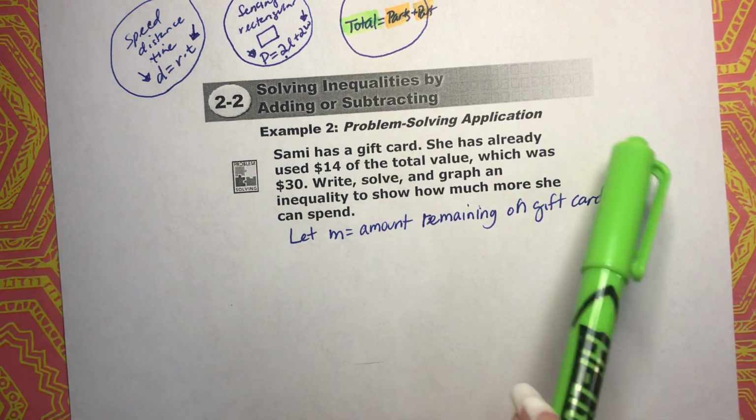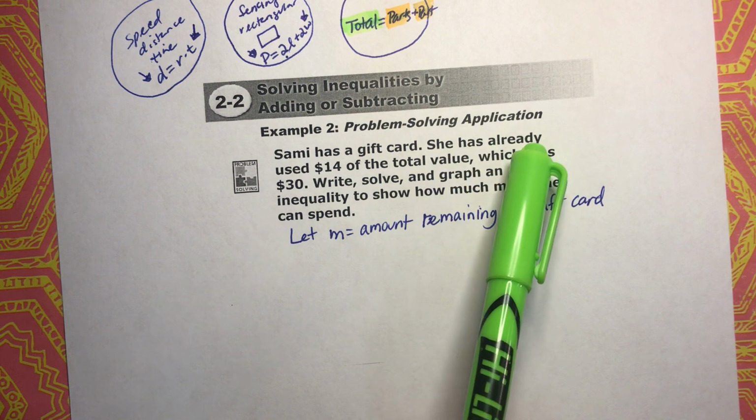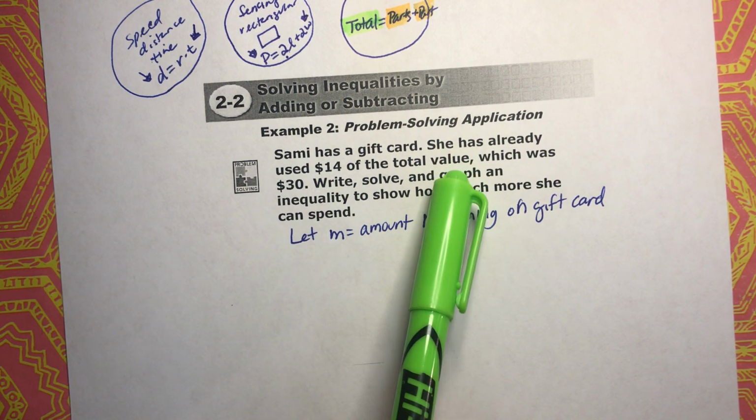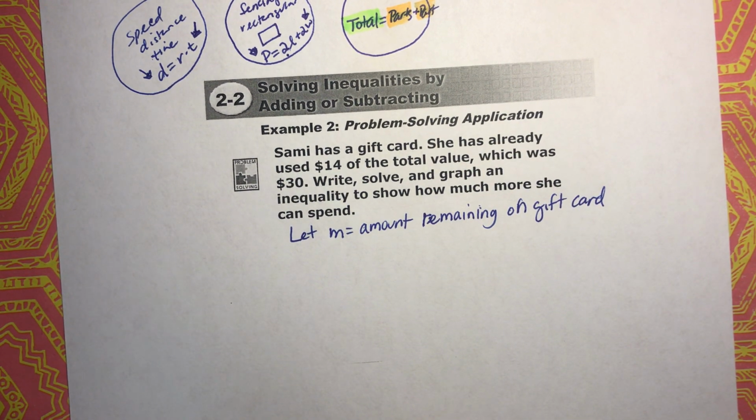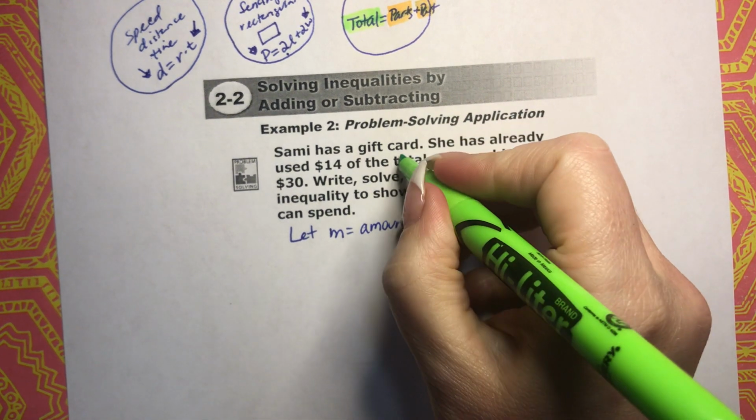Let's see if we can identify what the total is. So Sammy has a gift card. She has already used $14 of the total value, which is $30. So it's telling us the total value is 30.